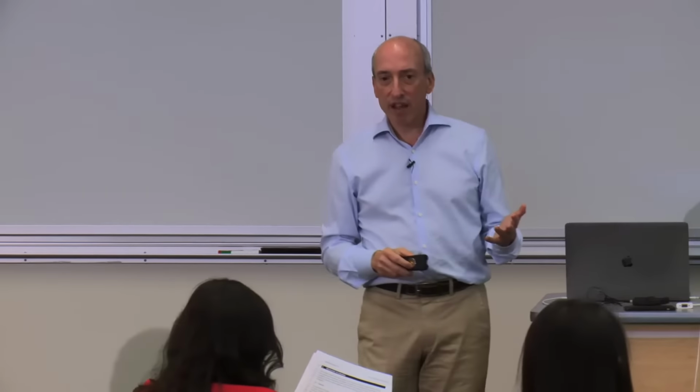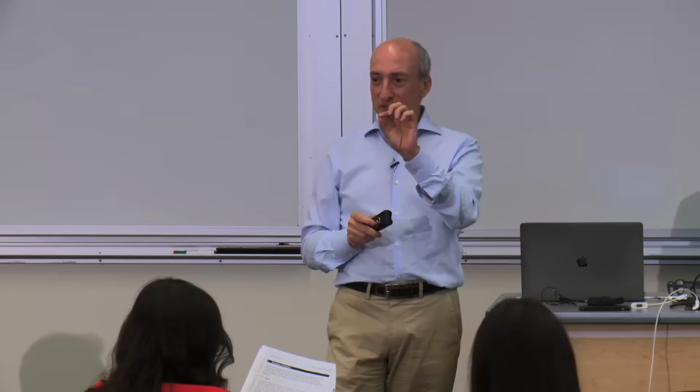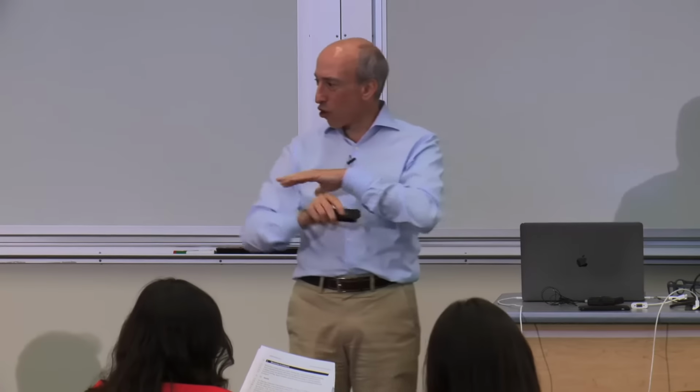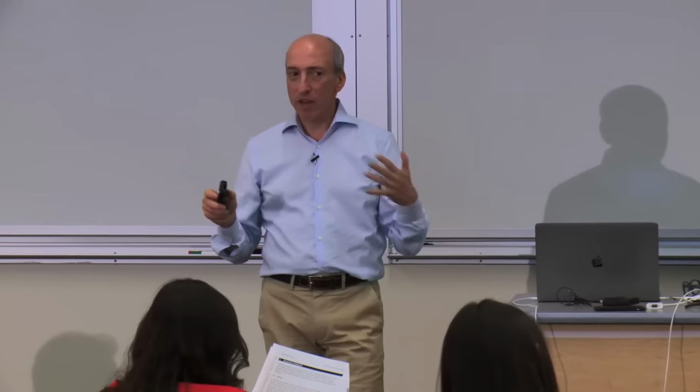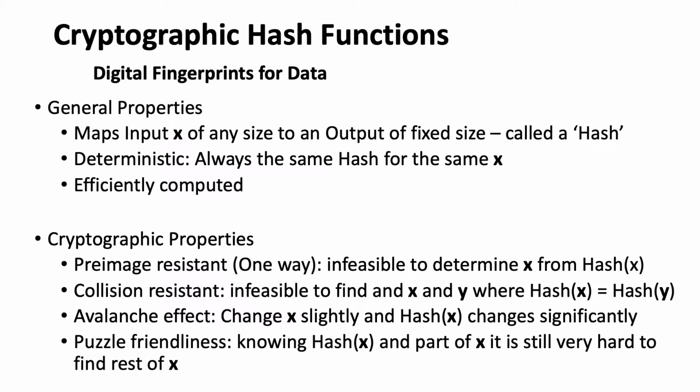They also look terribly random. It's called an avalanche effect, meaning you change one little difference and the whole thing looks different. So when you noticed on that little video, if you changed one thing, it all looks so different. And why that's important is it makes it more secure. And then there's something called puzzle friendliness. Even if you know a little bit of the input, it doesn't mean that you're going to get the output.